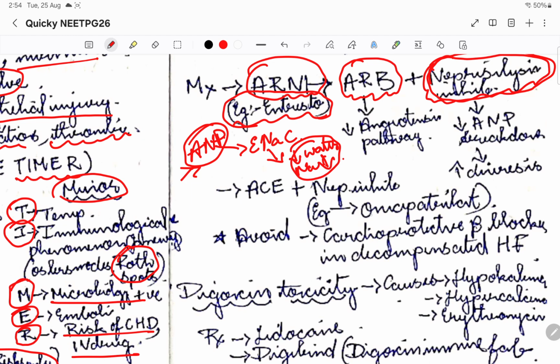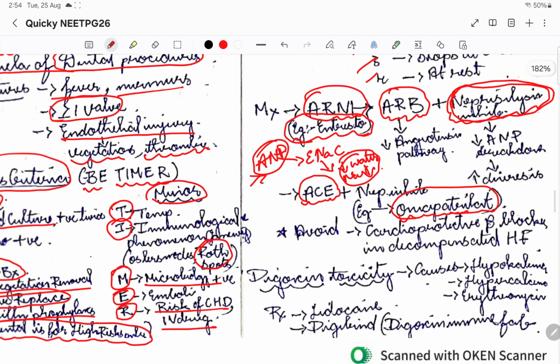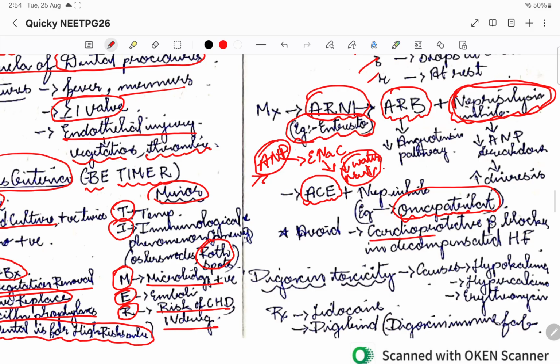Please remember omapatrilat. This drug is the same thing, but here it is not ARB, it is going to be ACE inhibitor that is involved in this new drug. Omapatrilat. So this is the drug. Please avoid cardioprotective drugs, that is beta blockers, in decompensated heart failure.